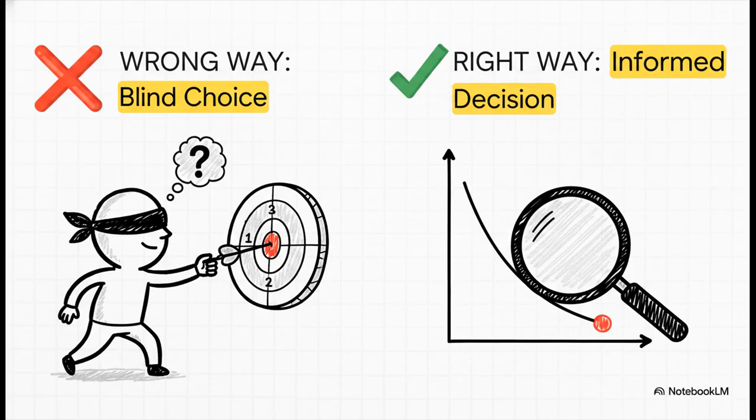And mistake number 3 is blindly picking a number of components, like say 2, just because it's easy to plot. No, you have to have a reason for your choice. Use that elbow in the scree plot as your guide. Or even better, test how different numbers of components actually affect the performance of your final model. Let the results justify your decision.